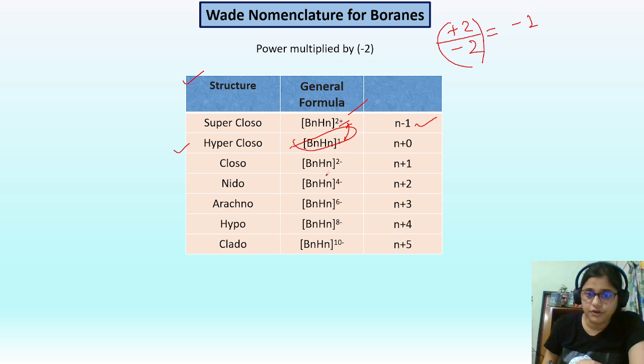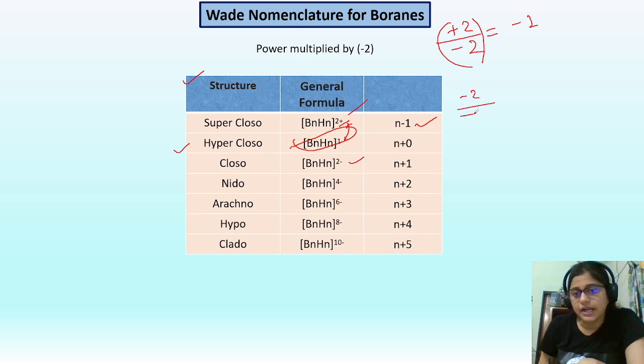So let's take, this is the exception, this we will forget. And let's say this one, closo. So power is minus 2, and we are dividing it by minus 2. We will get 1. So n plus 1. See. Nido.